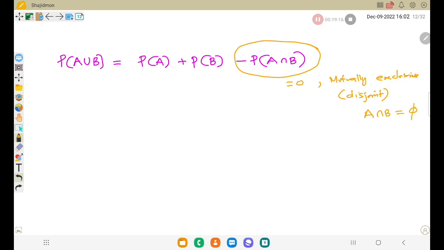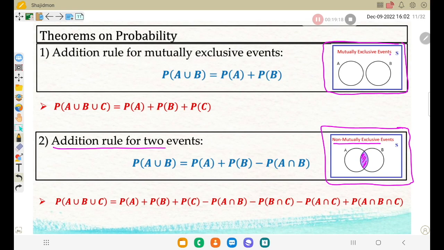So that time this term becomes 0. So in that case what rule are we writing? Probability of A union B equals probability of A plus probability of B, correct? You can see this picture, there is no intersection portion here, correct? There is no intersection, disjoint set, but here intersection is there, correct? So this time, since intersection is there, this extra term, probability of A intersection B, will come. So probability of A union B equals probability of A plus probability of B minus probability of A intersection B.